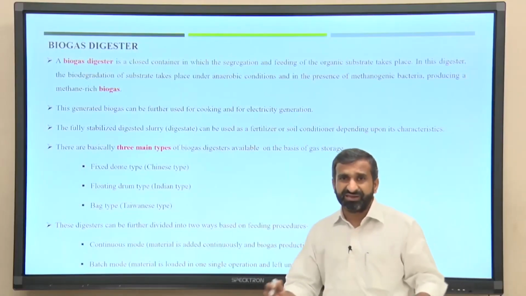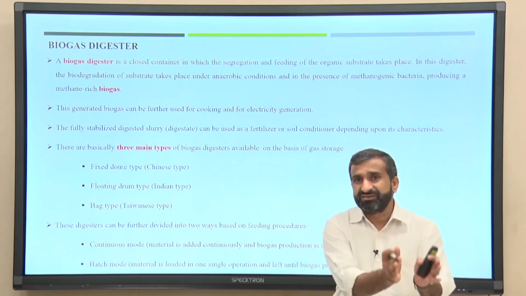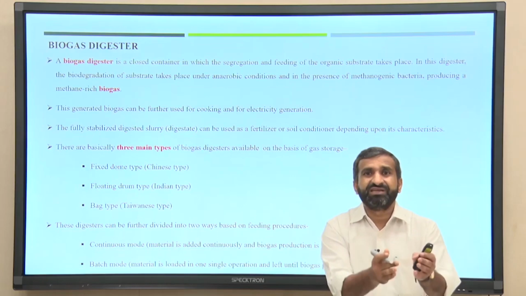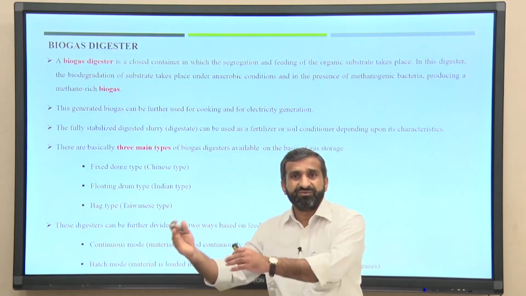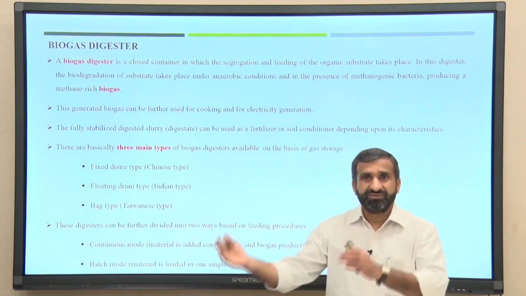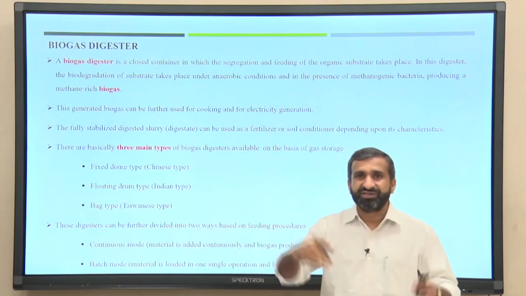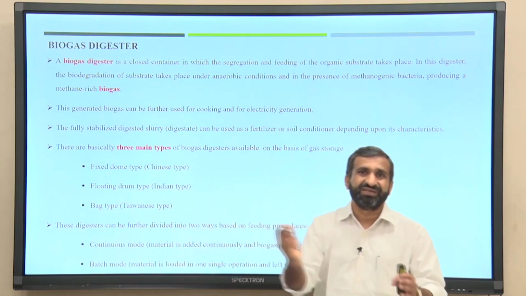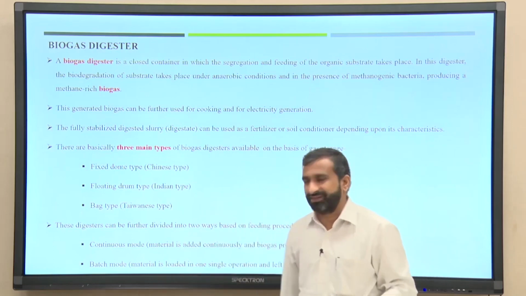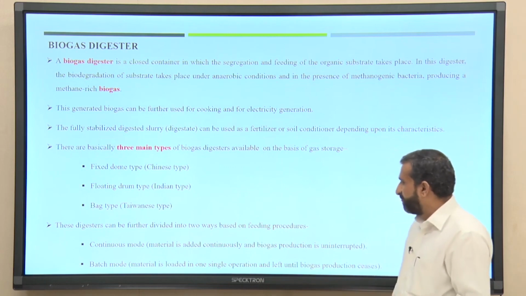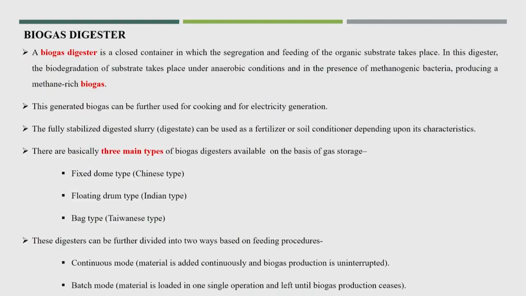It is also possible, like in our country, that waste is collected once a day, in the morning, and every morning we feed the reactor. So you can say it is a continuous reactor or a fed batch reactor, meaning every day we are feeding the reactor. Another is the batch mode, where material is loaded once in a single operation and left until biogas production ceases.